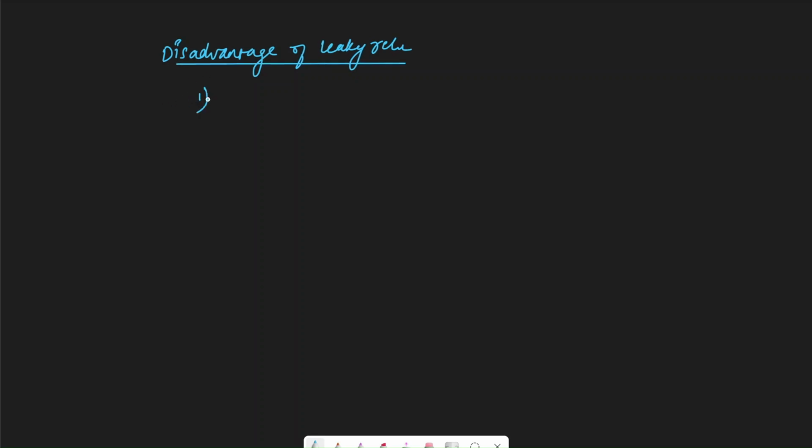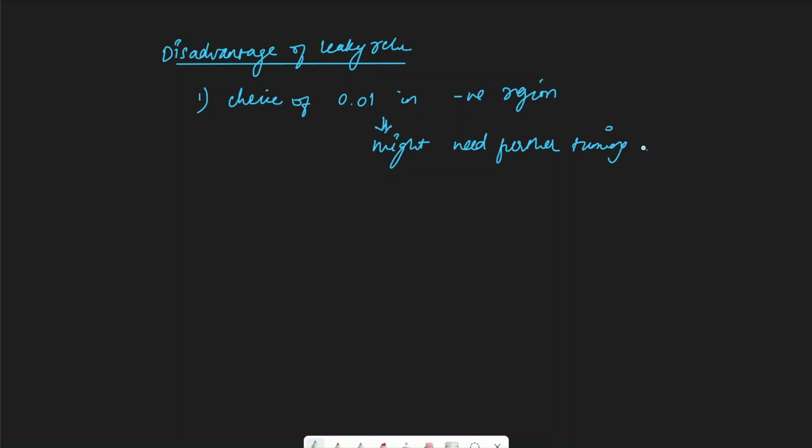And as such, there isn't a bigger disadvantage, but the first disadvantage is the choice of 0.01 in negative region is kind of arbitrary, and because it is arbitrary, it might need further tuning. So these were the advantages and disadvantages of leaky ReLU.